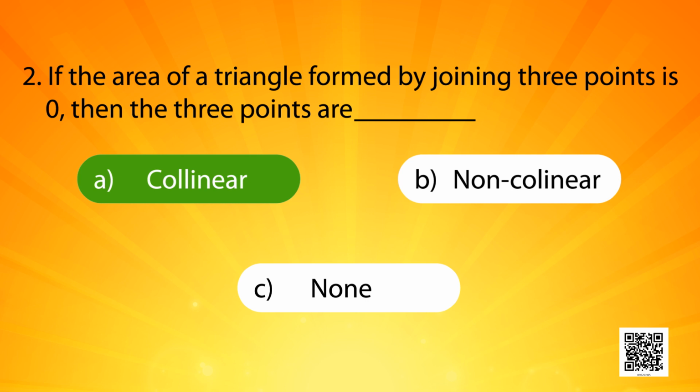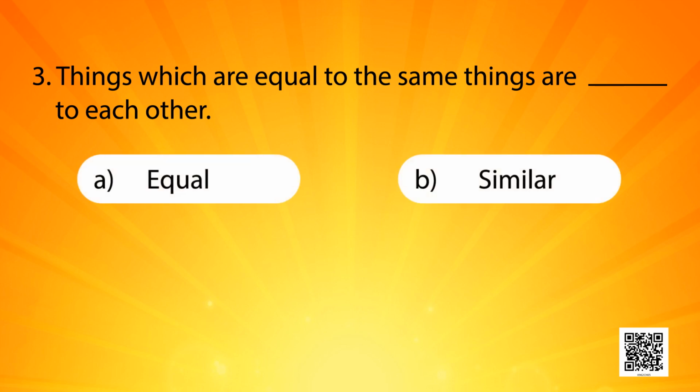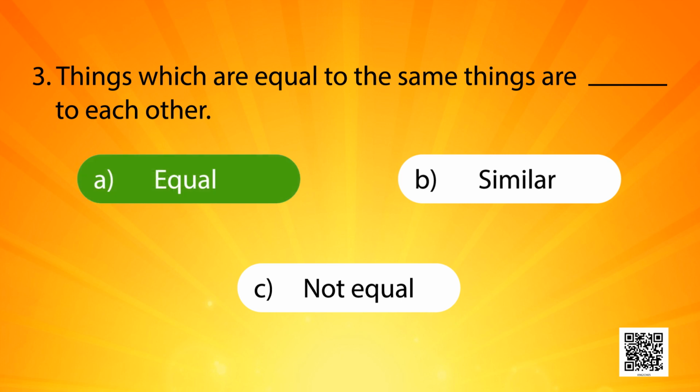Now let's do the third one. Next is: things which are equal to the same thing are dash to each other. The options are: first, equal; second, similar; third, not equal. Now students, Euclid's axiom told us that things which are equal to the same thing are equal to each other. So the correct answer is equal. I hope you have got it well in hand. Now let's move further.